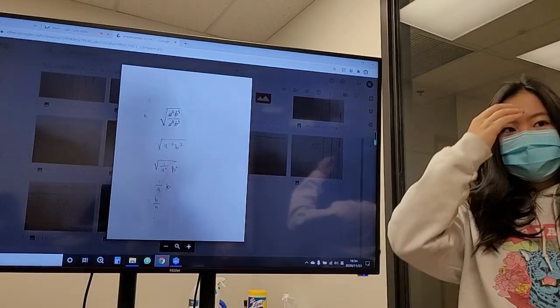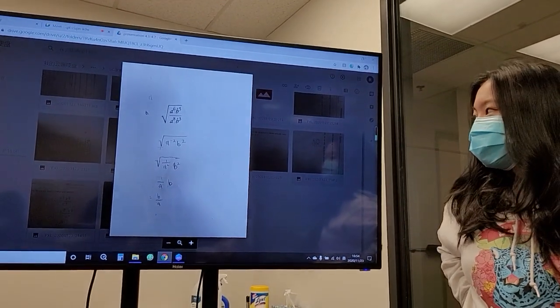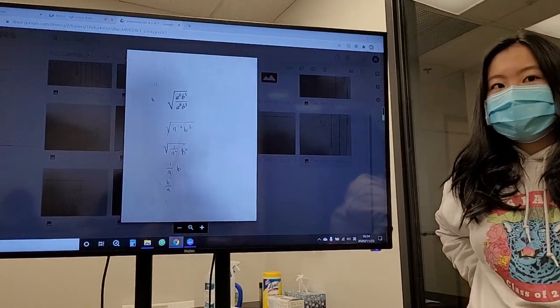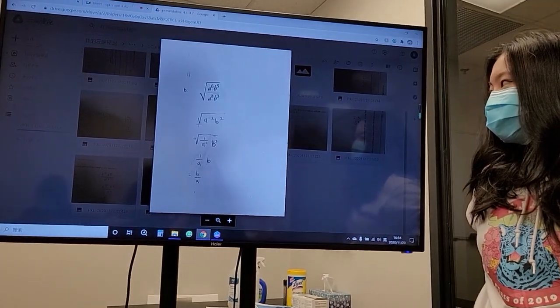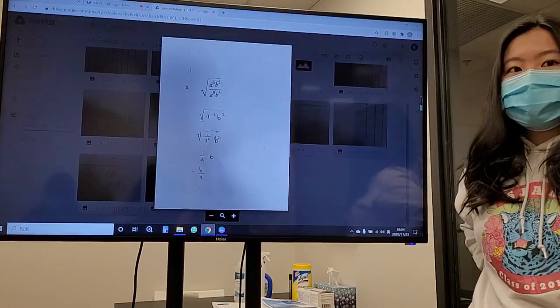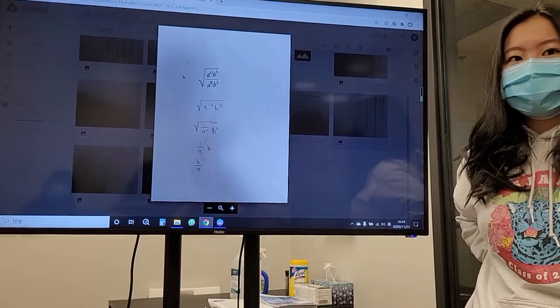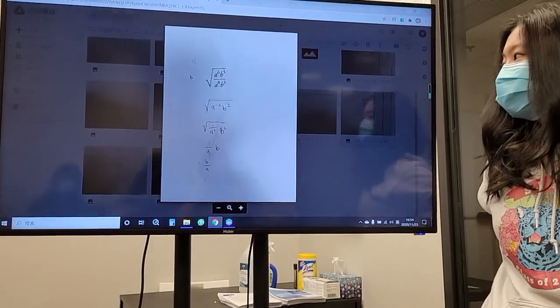Okay, very good. For the square root sign, what if you have a cube root there? How would you do that? Because here you can just square root and it works out nicely. But what if you have a cube root? What would you do?